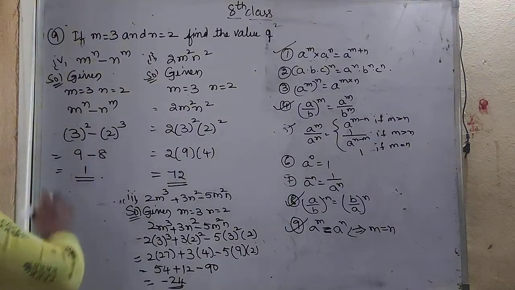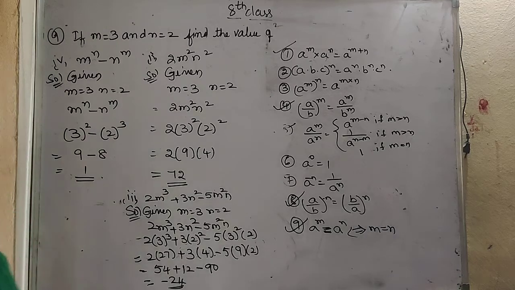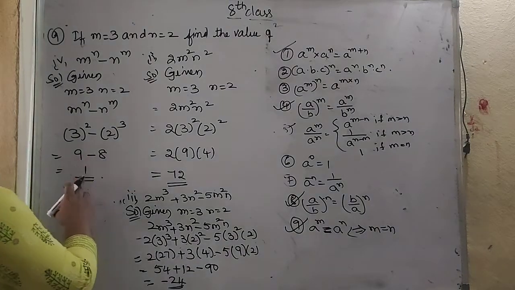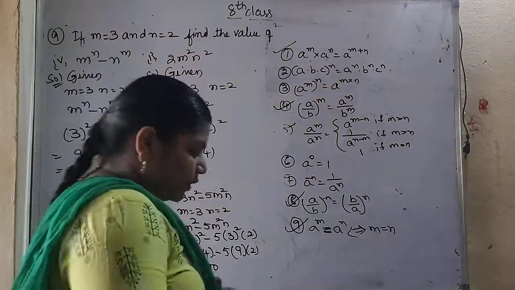Here 3 we are multiplying 2 times, and in this case 2 we are multiplying 3 times. That is 2 into 2 into 2. 2 into 2 is 4. 4 into 2 will be 8. So 9 minus 8 will be equals to 1. So this is our 9th question.